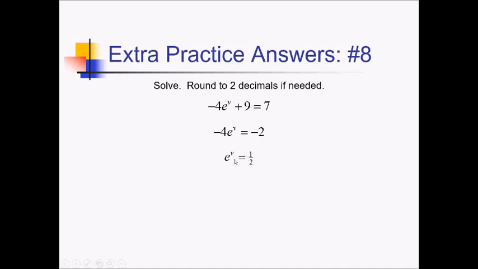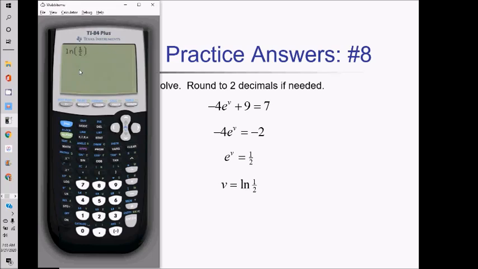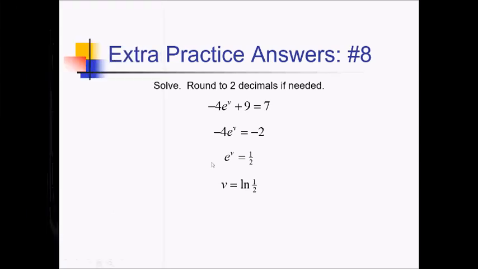Now to get rid of e to the v, I'm going to take the log of both sides, but since this is e, I'm going to use ln on both sides because ln and e cancel out. So this is actually just going to leave me with v on the left side and ln of 1/2 on the right side, which I can now plug into my calculator. So plugging that in, I end up with about negative 0.69 for that answer.